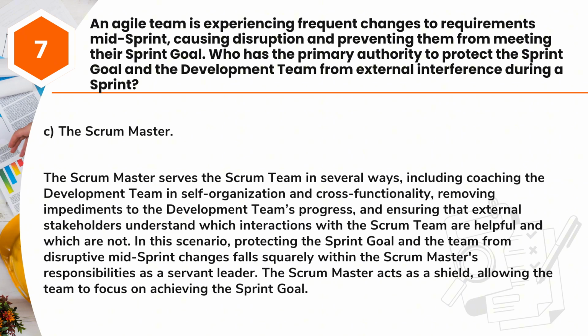Answer: C. The Scrum Master. The Scrum Master serves the Scrum team in several ways, including coaching the development team in self-organization and cross-functionality, removing impediments to the development team's progress, and ensuring that external stakeholders understand which interactions with the Scrum team are helpful and which are not. In this scenario, protecting the sprint goal and the team from disruptive mid-sprint changes falls squarely within the Scrum Master's responsibilities as a servant leader. The Scrum Master acts as a shield, allowing the team to focus on achieving the sprint goal.